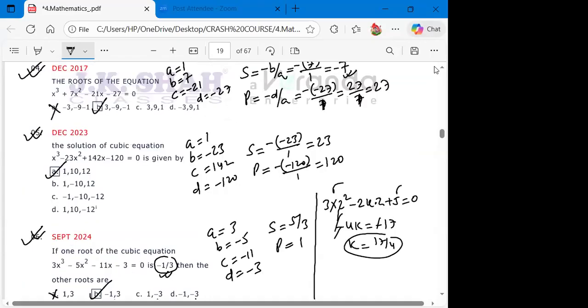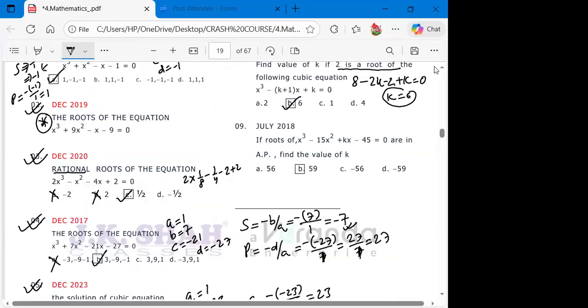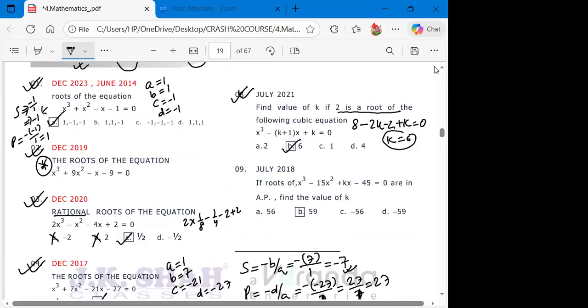First, I'm discussing question number nine. Correct? Just read the question carefully. If the roots of this are in AP, AP means arithmetic progression. If the roots are in arithmetic progression, remember this way. Still we have not started, but I think many of you have read the AP sometimes.